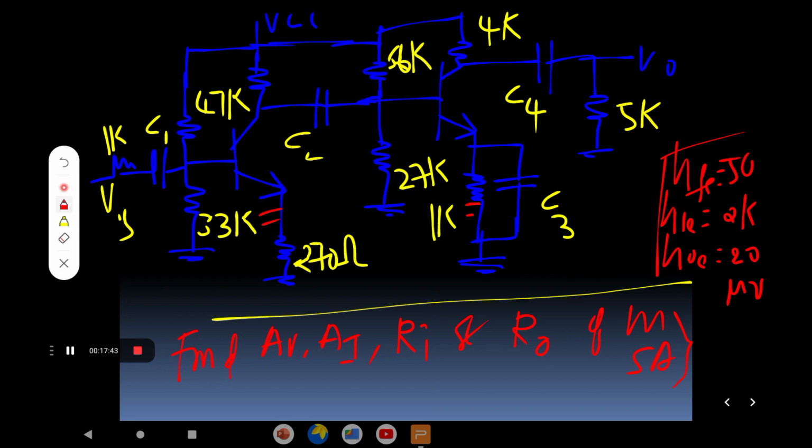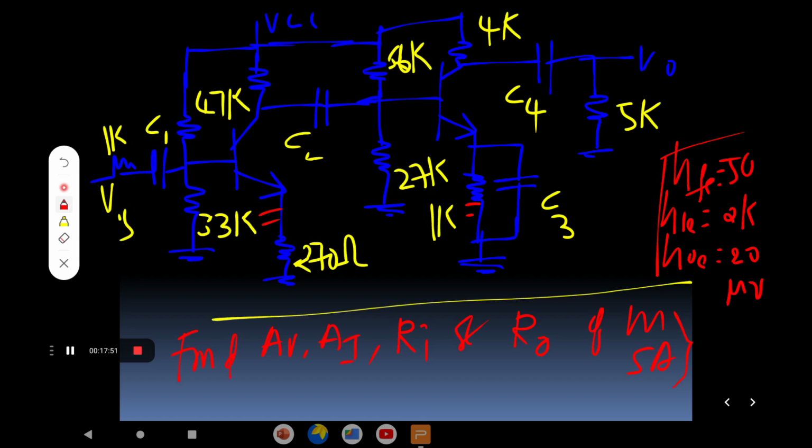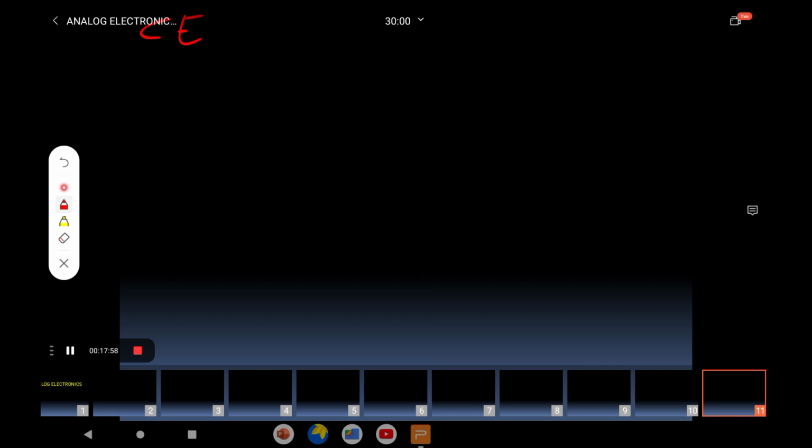That is very important. So the configuration is CE configuration, right? One is with the bypass capacitor and the other is without bypassing. I will represent the CE1 stage as without bypass capacitor and the CE2 stage as with bypass capacitor. That is just a representation.